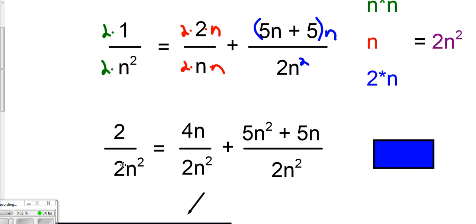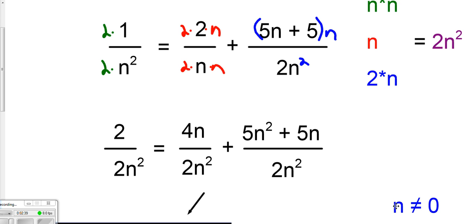Now, technically, the only reason these denominators are here is to show us the excluded value. n cannot equal 0. If n was 0, 2 times 0 times 0, that would come out to 0. We'd be dividing by 0, and you can't divide by 0. So we need to remember this excluded value, n cannot equal 0. That is important. Other than remembering that n can't equal 0, this bottom is no longer important. We can get rid of it. We are no longer looking at that.